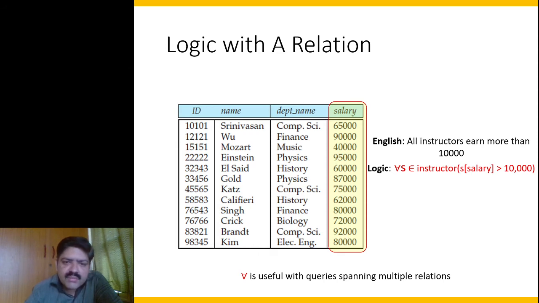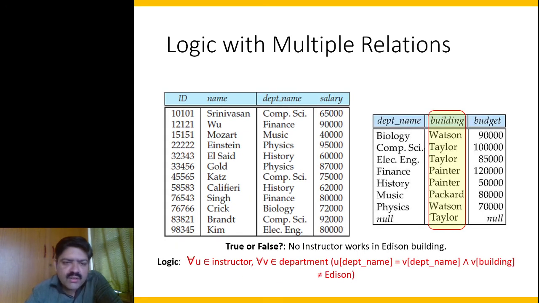Here is another example. What would you do if you are interested in saying that all instructors earn more than 10,000? If you want to say this, then for all s belonging to instructor, s of salary is greater than 10,000. That's simple. Let's move on.